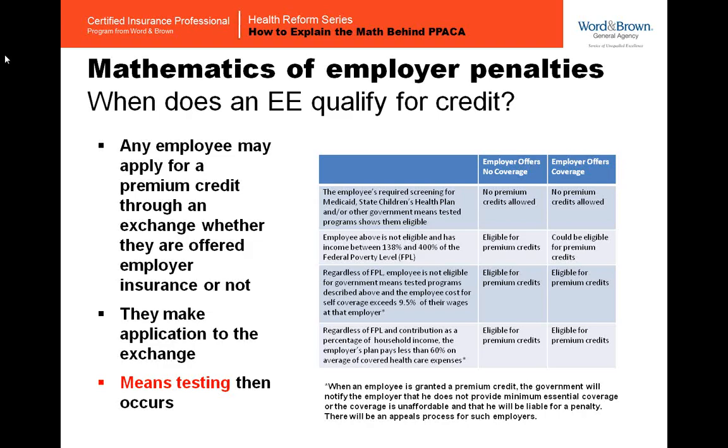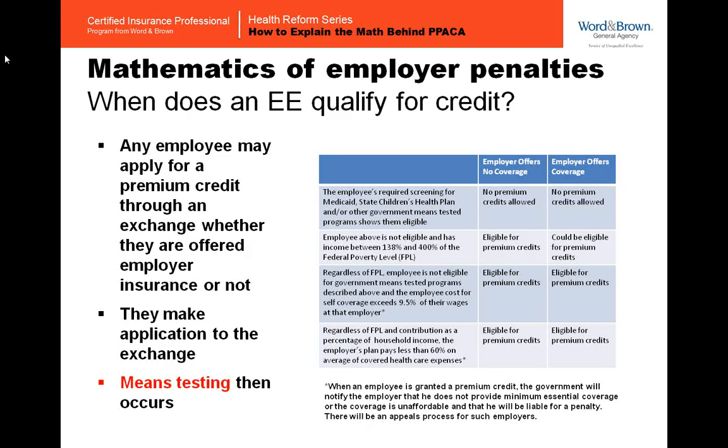Would he be eligible, as the descriptor says, only if what the employer is asking him to pay exceeds 9.5% of the wages that employer pays? Originally, this was 9.5% of his household income. That would have been impossible for an employer to measure, so they changed the definition. As a broker, you can help your employer determine who might set off a premium tax credit by knowing how much they pay and how much you're asking on a payroll deduction.